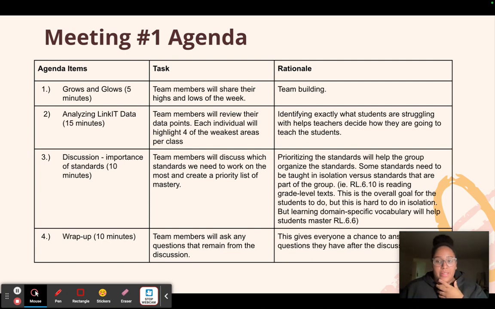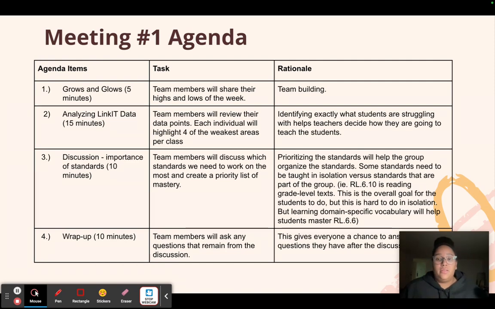We know that one of the sixth grade standards is RL 6.10, which is reading grade level text. That is something that can't really be taught in isolation. It's an overarching standard, and we know that we'll get to it if we're doing everything else correctly. Our students will get to that by the end of the year.